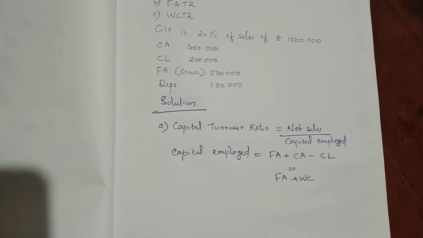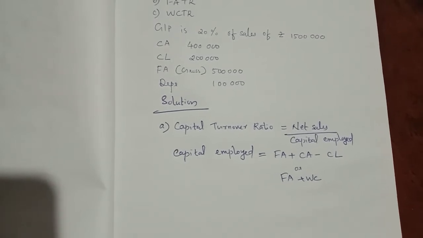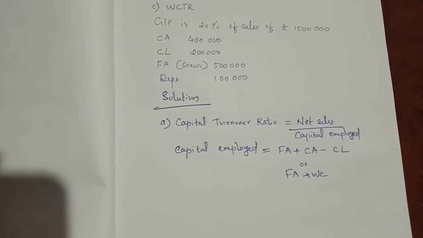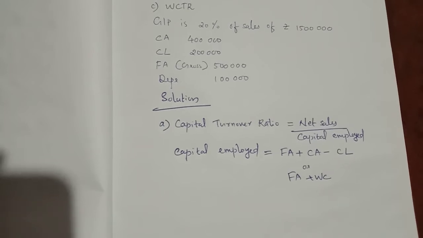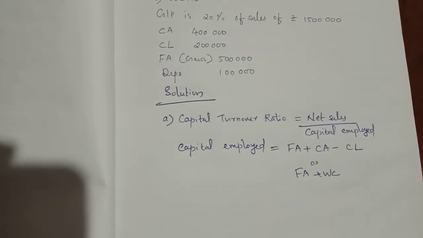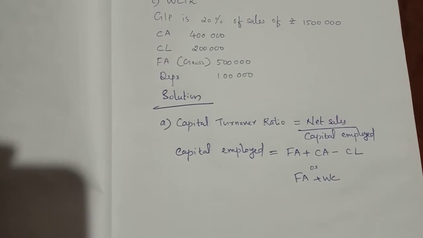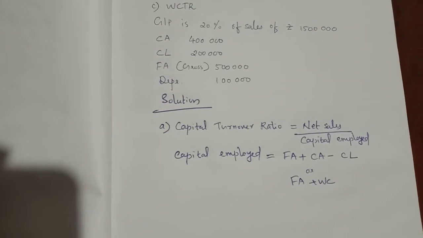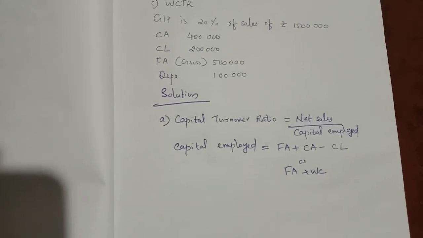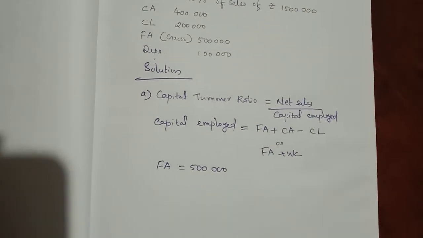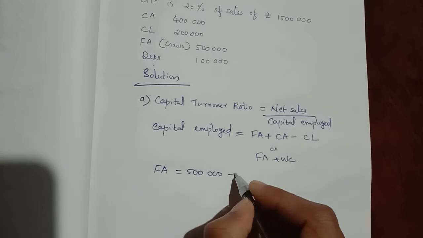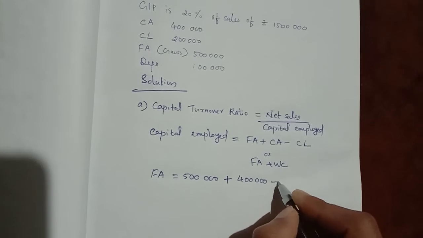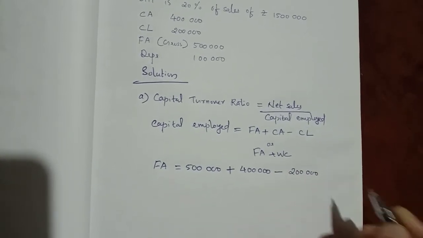So here I show you the solution of the first item, capital turnover ratio. The equation is net sales divided by capital employed. Here capital employed means net capital employed, that is equal to fixed assets plus current assets minus current liabilities. So straight away you can compute it by adding working capital with the fixed assets. Okay, so here the value of fixed assets is rupees 5 lakhs plus current assets rupees 4 lakhs minus current liabilities 2 lakhs will give you the value of capital employed.